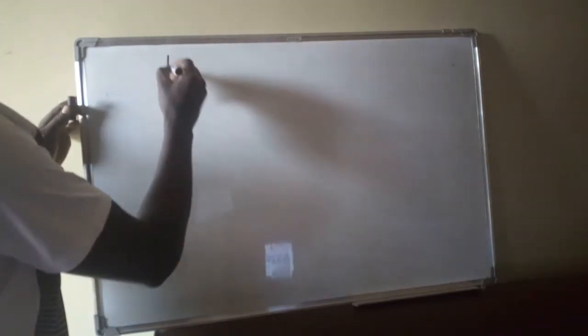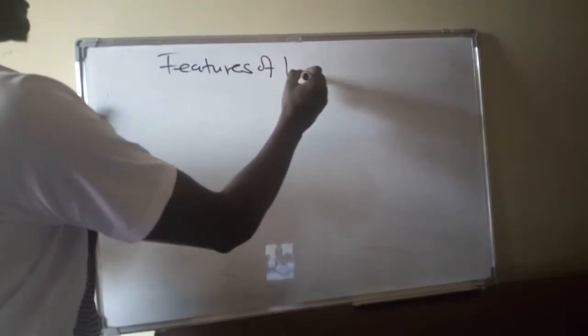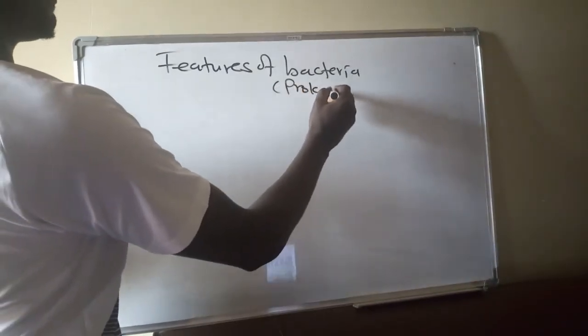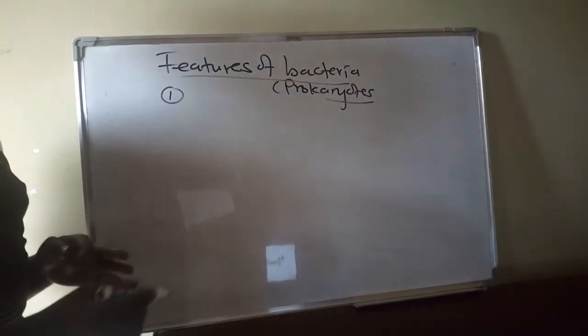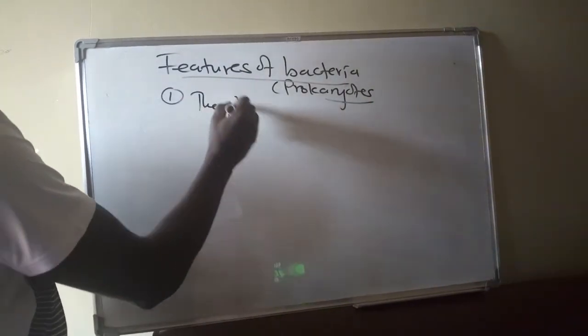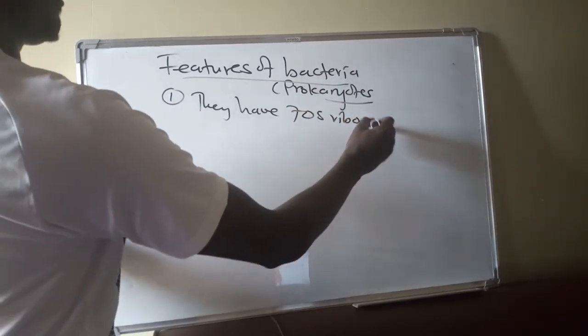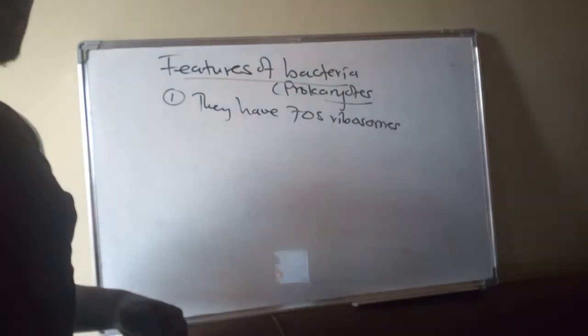From the structure of bacteria that we looked at, we can derive a few aspects about their features. So what are the features of bacteria and prokaryotes in general? First of all, they have 70S ribosomes, which are smaller than the 80S of the eukaryotic cells.